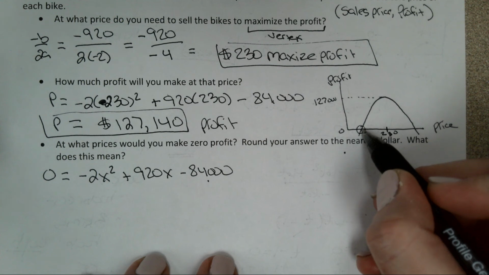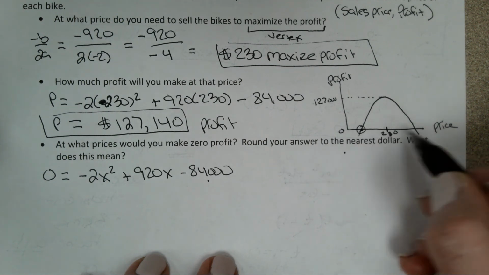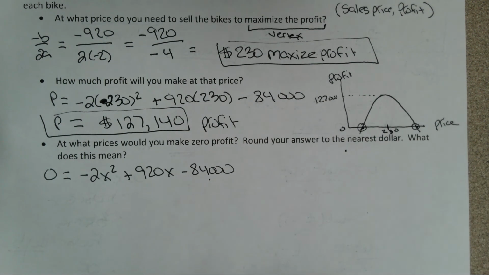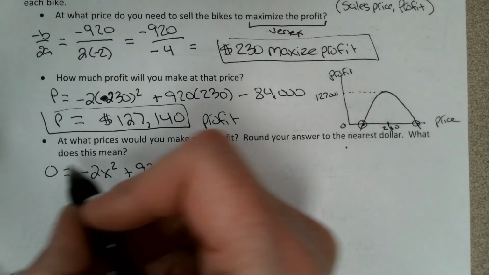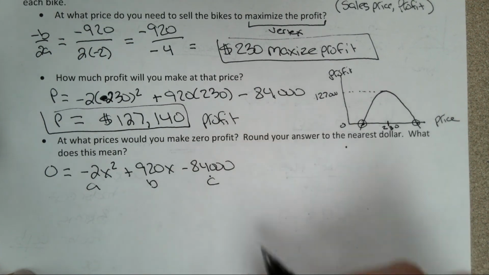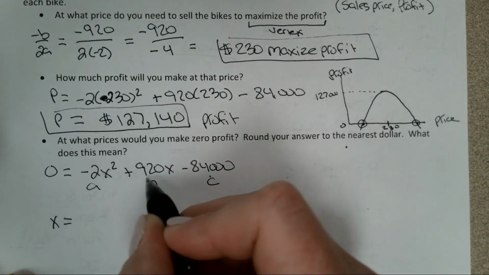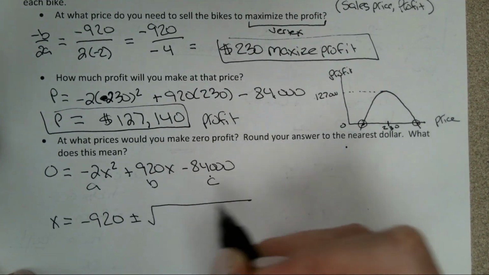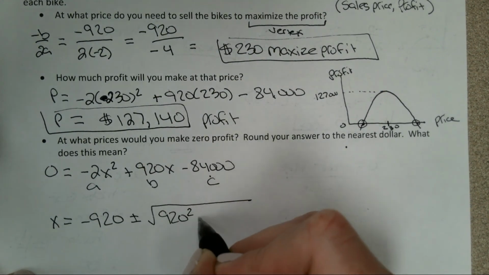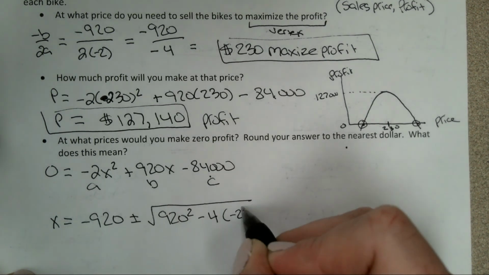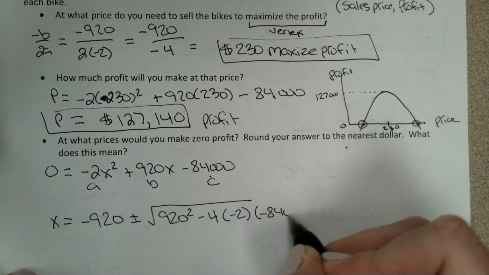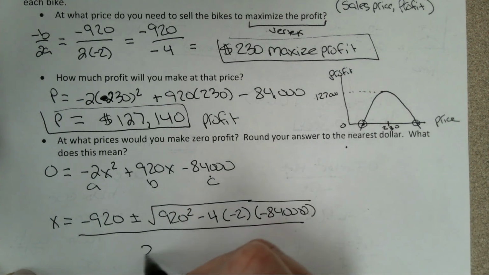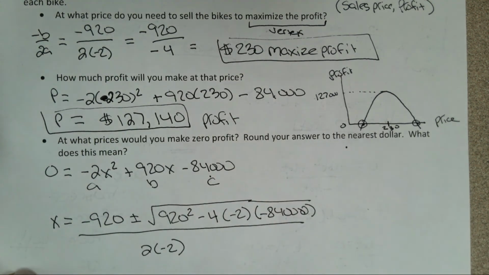So if I charge too little, I'm going to make 0 profit. And then over here, if I charge too much, I will also make 0 profit. I decided that it was best if you just run the quadratic formula on this. So x equals negative b, so negative 920, plus or minus square root, 920 squared, minus 4 times negative 2 times negative 84,000, all over 2 times negative 2.